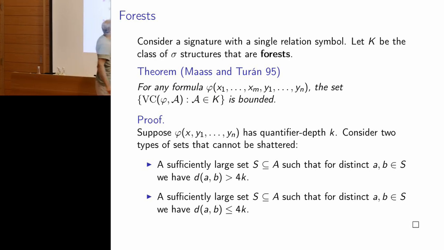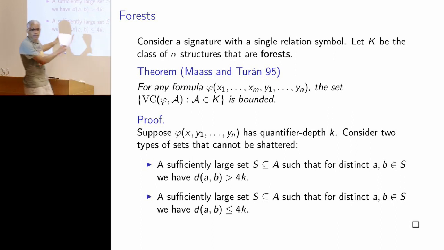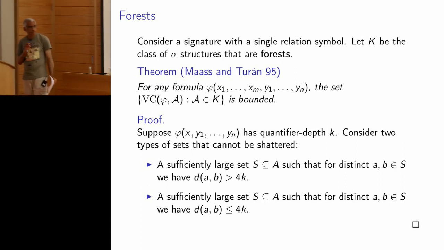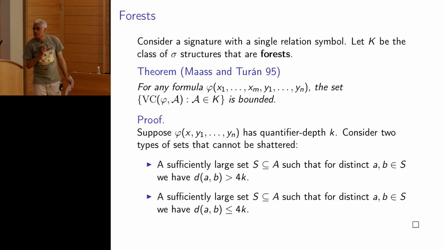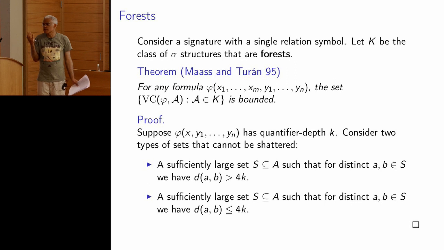So this is a set where every distinct pair of points in the set are far apart, and this one is where every distinct pair is close. Yeah. So basically, by the pigeonhole principle, we don't have that the graph spreads a lot, and then we can't find enough points which are in this medium range. Yeah, I mean, this is the right intuition. There's some pigeonhole principle going on, and specifically, it's the Ramsey theorem.